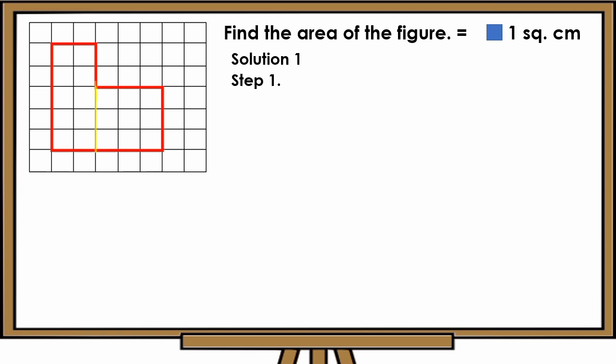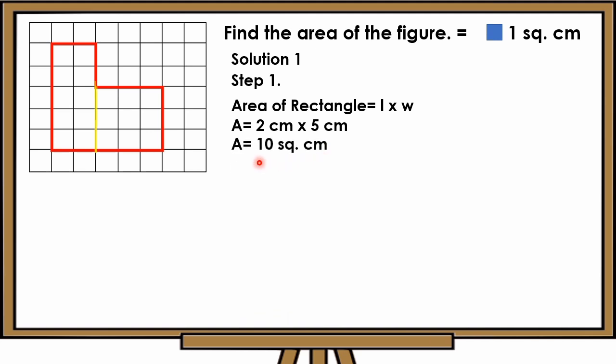Ayan. So, ang nabuo natin ay isang rectangle at isang square. For step 1, let us get the area of this rectangle. The formula in finding the area of a rectangle is length times width. So, we have area is equals to 2 centimeters. Let us count. 1, 2. Times 5 centimeters. Let us count. 1, 2, 3, 4, 5. So, 2 times 5 is equals to 10 squared centimeters.